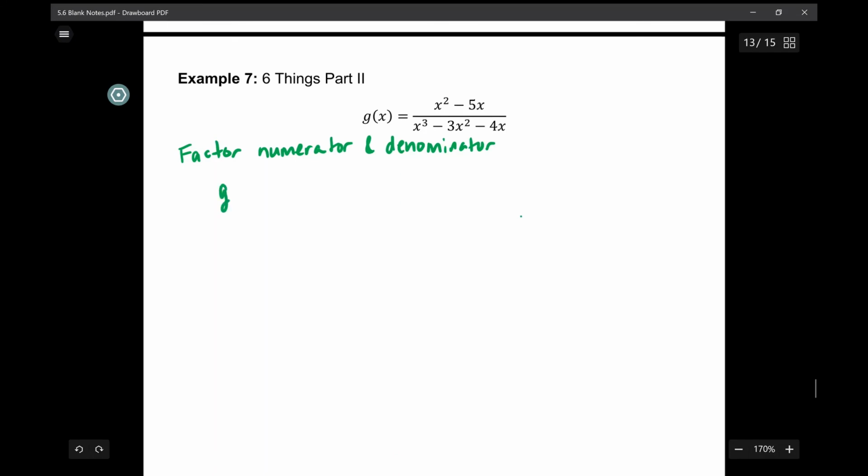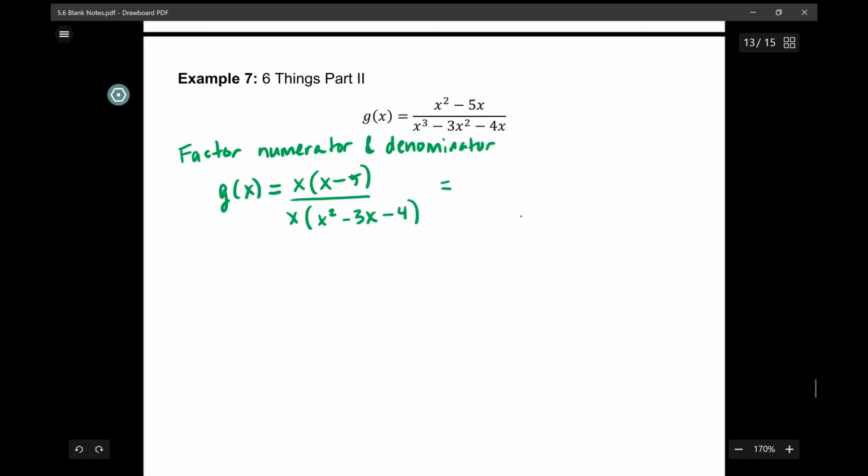All right, so g of x equals, well, I'm looking at the numerator. I can see it has a common term of x. I'm going to factor out an x and do x times x minus 5. And if I look at the denominator, it also has a common term of x. I'm going to factor that x out. That's looking interesting: x squared minus 3x minus 4 when I factor out an x.